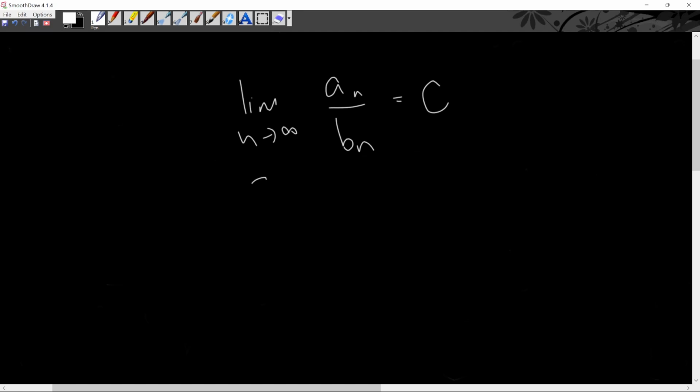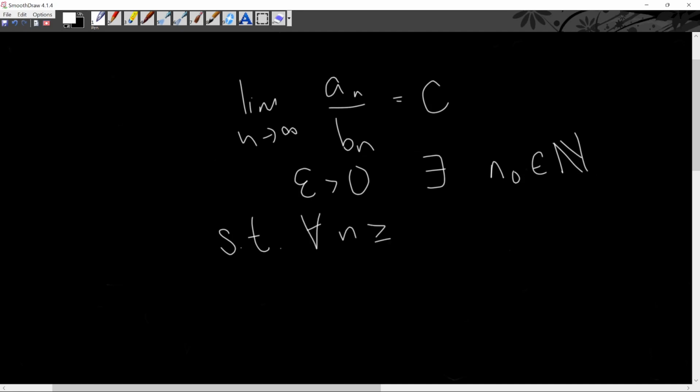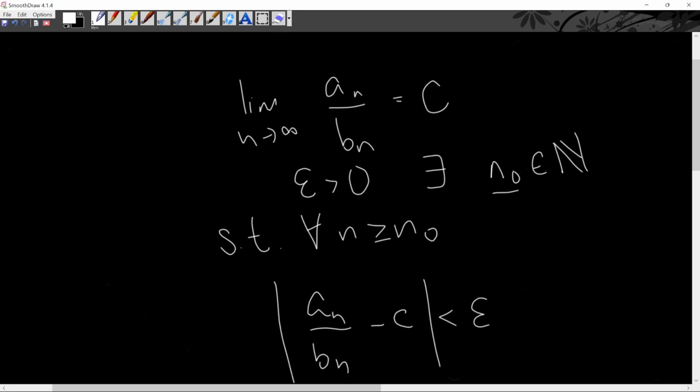Then for every arbitrary epsilon that is greater than 0, there exists a positive n0, so n0 in the natural numbers, a positive integer, such that for all n, so for every term that is greater than or equal to this n0, this first n that we've described, we have that the absolute value of a sub n over b sub n minus c is less than epsilon.